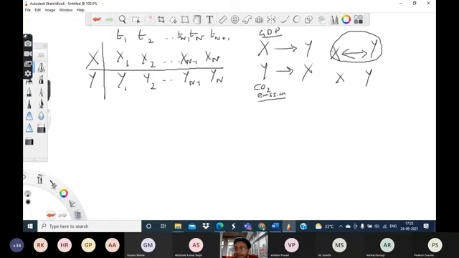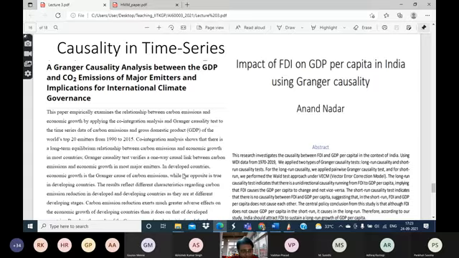It's not that there is some kind of a self-reinforcing or self-destructing effect here. It's not that as x increases, y increases, and as y increases, x also increases, and the two are trapped in a vicious circle. They are saying no, this is not the case. Instead, the Granger causality test verifies a one-way link in most of the major emitters. In developed countries, economic growth is the Granger cause of carbon emissions, while the opposite is true in the developing countries.